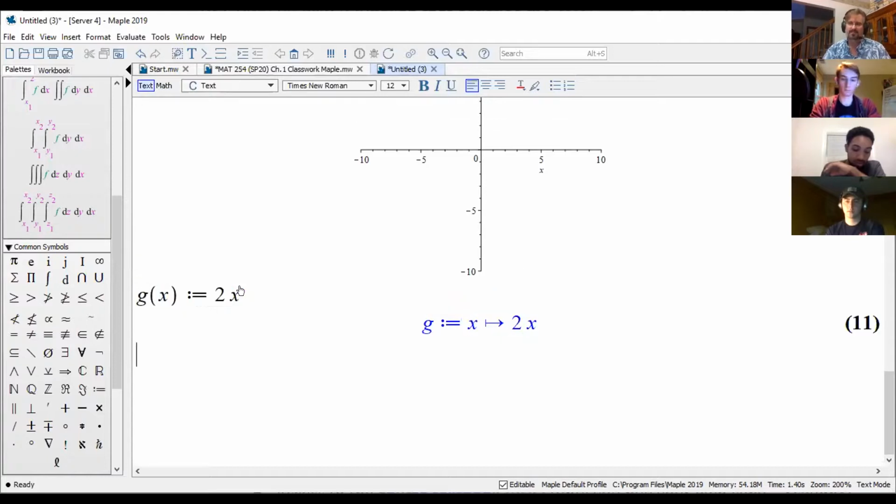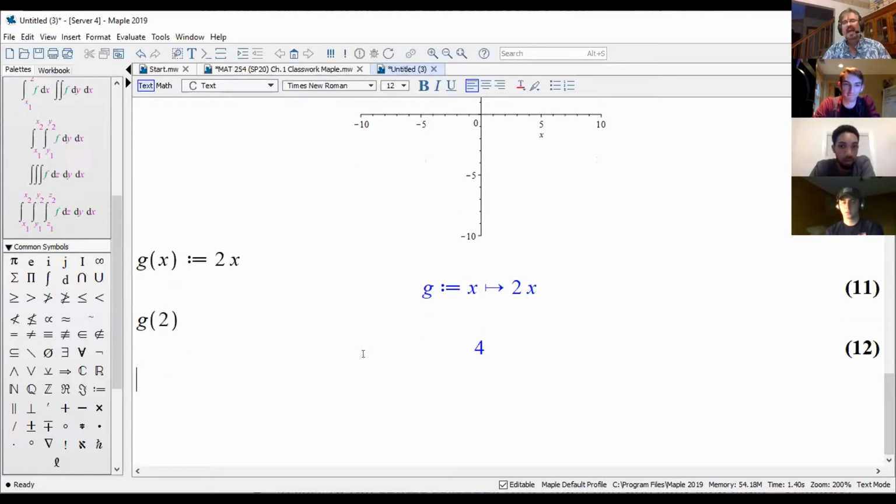Notice what Maple said. I didn't tell it g of x equals 2x. What I said was, in order to get the output for g of x, you need to know what x is, and you take x and you multiply it by 2. So notice what Maple does is it says, for any x, you stick it in 2x. That's the rule of g of x. So what do you think Maple's going to say if I ask what is g of 2? 4.